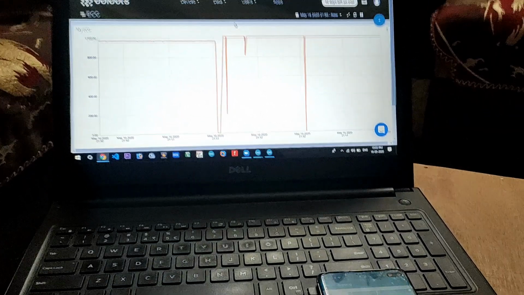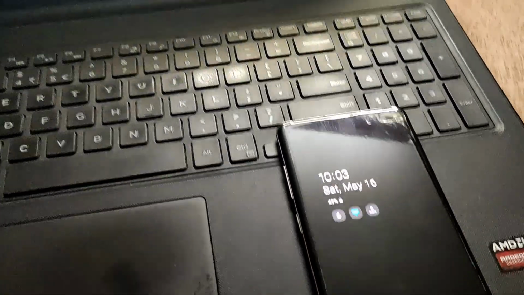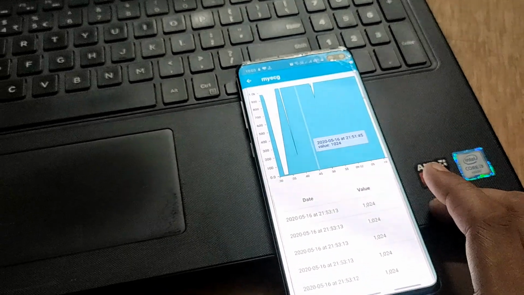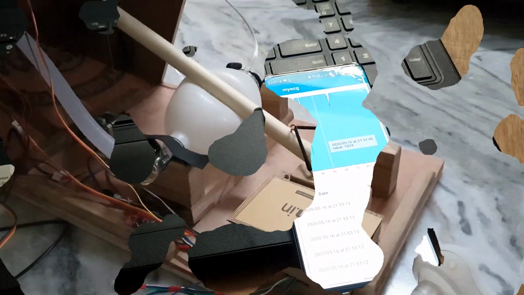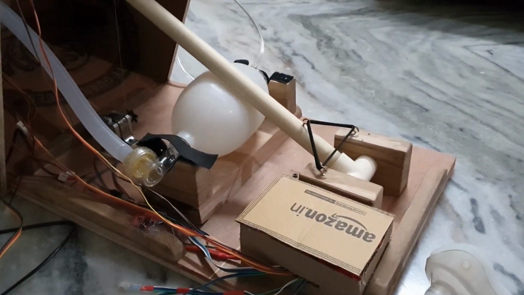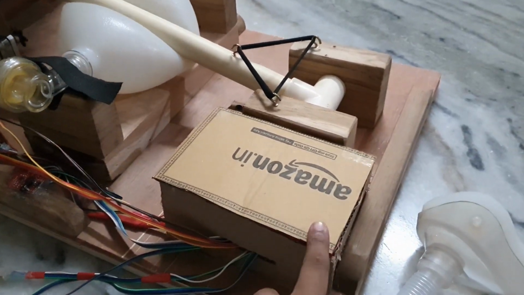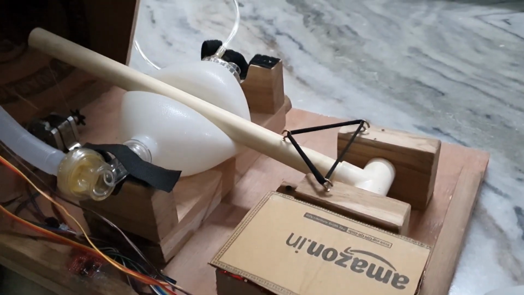Apart from monitoring on the laptop, we can monitor on our mobile also. So this is my data. This is the physical construction, guys. Here I used a stepper motor, and this is my control unit.